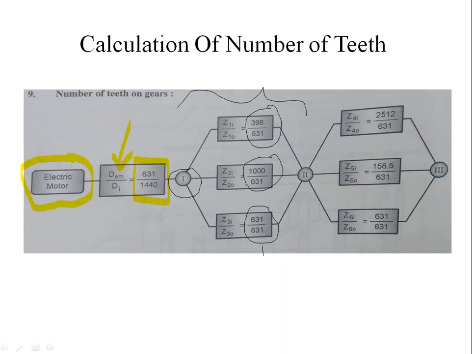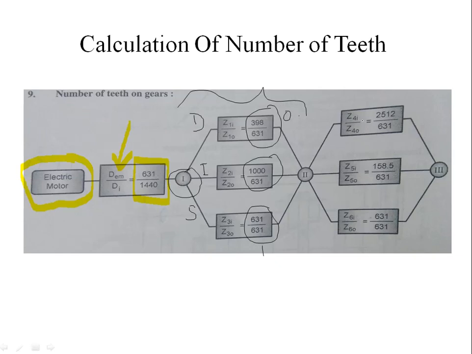Here 398 divided by 631, the value comes as 0.something, less than 1, so the speed is going to reduce. Here the speed is going to increase. One speed decreases, one speed increases, and one speed is the same. The same speed is indicated by S, the increasing speed is indicated by I, and the decreasing speed is indicated by D. So there are three speeds that we have taken into consideration.